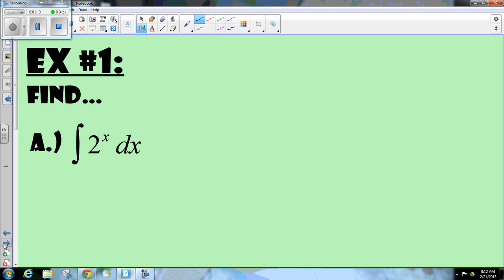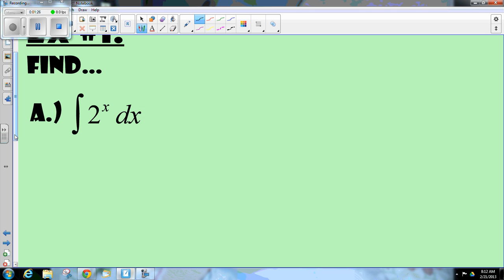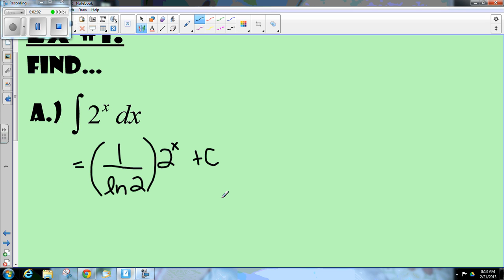Oh, I think it's on my next slide. Okay, so here's example number 1. They ask us to find the integral of 2 to the x. Now we're not used to doing something that has a base other than an e. If there's an exponent and the base is something other than an e. So we're going to use our formula that we just looked at, and the integral of 2 to the x is going to be 1 over the natural log of that base, which is 2, times 2 to the x plus c. Okay, 1 over the natural log of a, your base, which is 2, times a to the x, so 2 to the x plus your c.